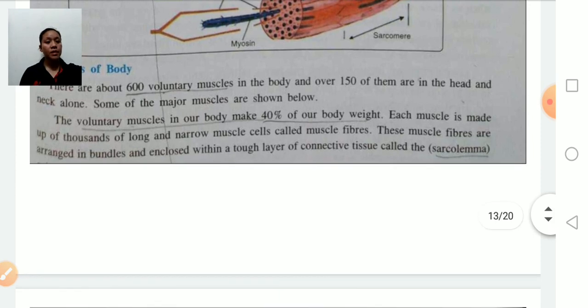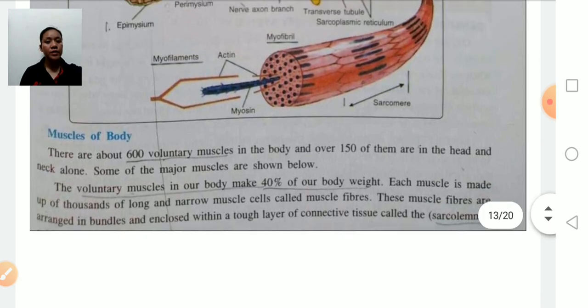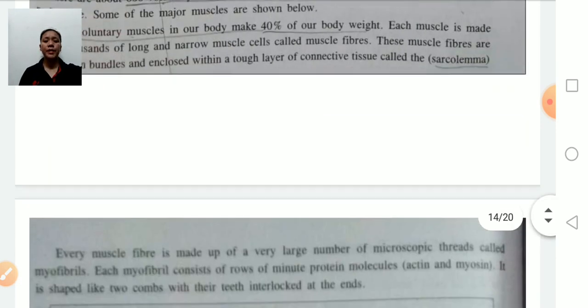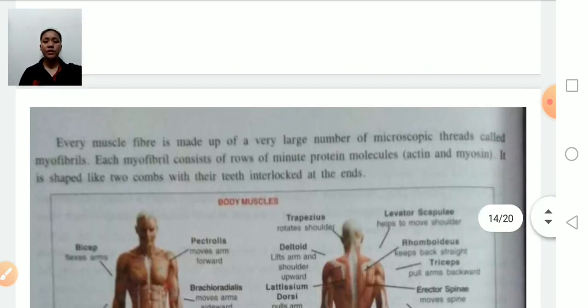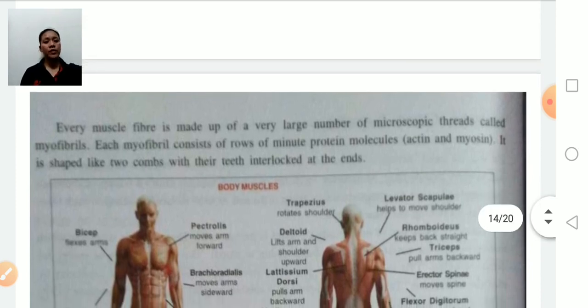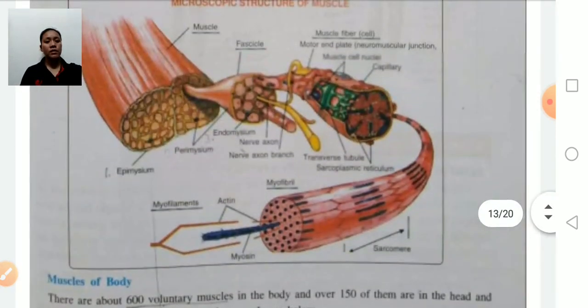Each muscle is made of thousands of long and narrow muscle cells, and these are arranged in bundles and enclosed with a tough layer of connective tissue called sarcolemma. Each muscle fiber is made of a large number of microscopic threads called myofibrils, and each myofibril consists of a row of minute protein molecules, actin and myosin.